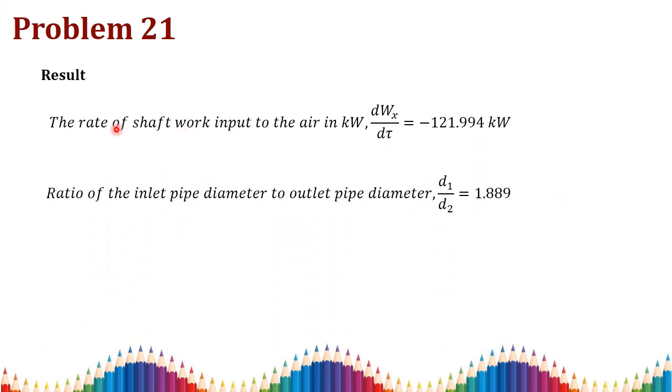So as a result, the rate of shaft work input to the air is minus 121.99 kilowatt, and the ratio of inlet pipe diameter to the outlet pipe diameter, d1 by d2, is equal to 1.889.